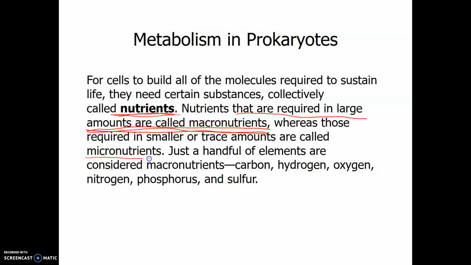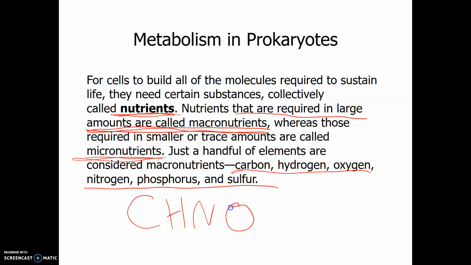So a few elements are considered macronutrients, the elements that compose the molecules I just named: carbohydrates, lipids, and proteins. And these are those elements. We learned these in Bio 111, the 6 most common elements of living things. And you can remember them from the acronym SHNOP: carbon, hydrogen, oxygen, nitrogen, phosphorus, and sulfur. Be careful with the P and the S.